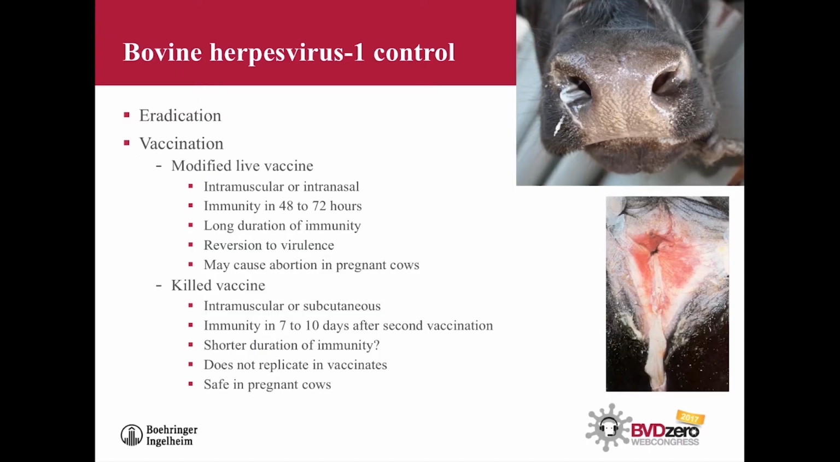So the control then rests on modified live vaccines and killed vaccines. We can see that with modified live vaccines, the immunity is very quick to occur, occurring anywhere from 48 to 72 hours after administration of the single dose of a modified live vaccine to animals.